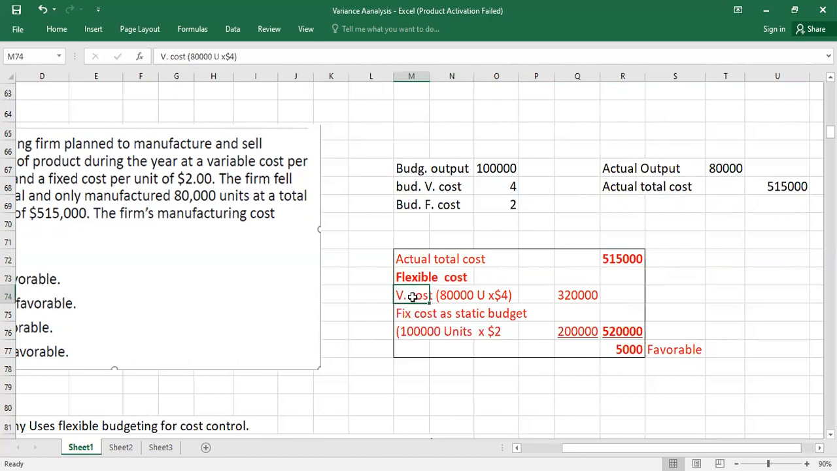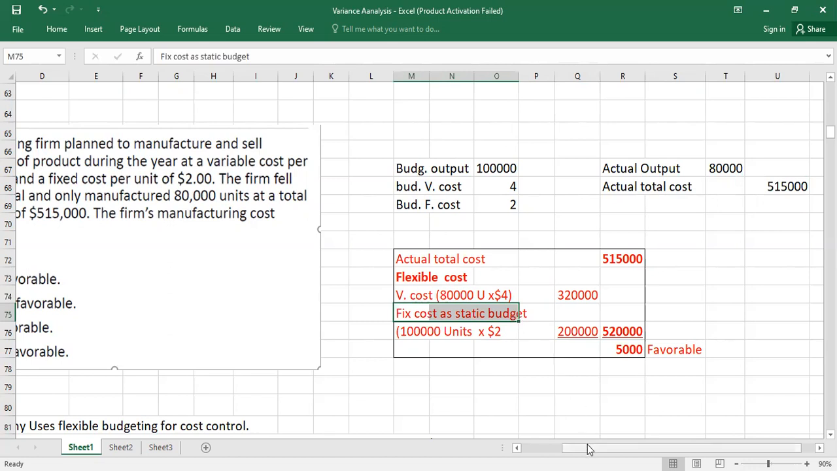First is the variable cost, and flexible budget or cost we always prepare at actual activity level, and actual activity level was 80,000 units times $4. So you will get variable cost. And as I told you before, the fixed cost will never change under the flexible budget. It means whatever the fixed cost was under static budget, same value you will write it here.